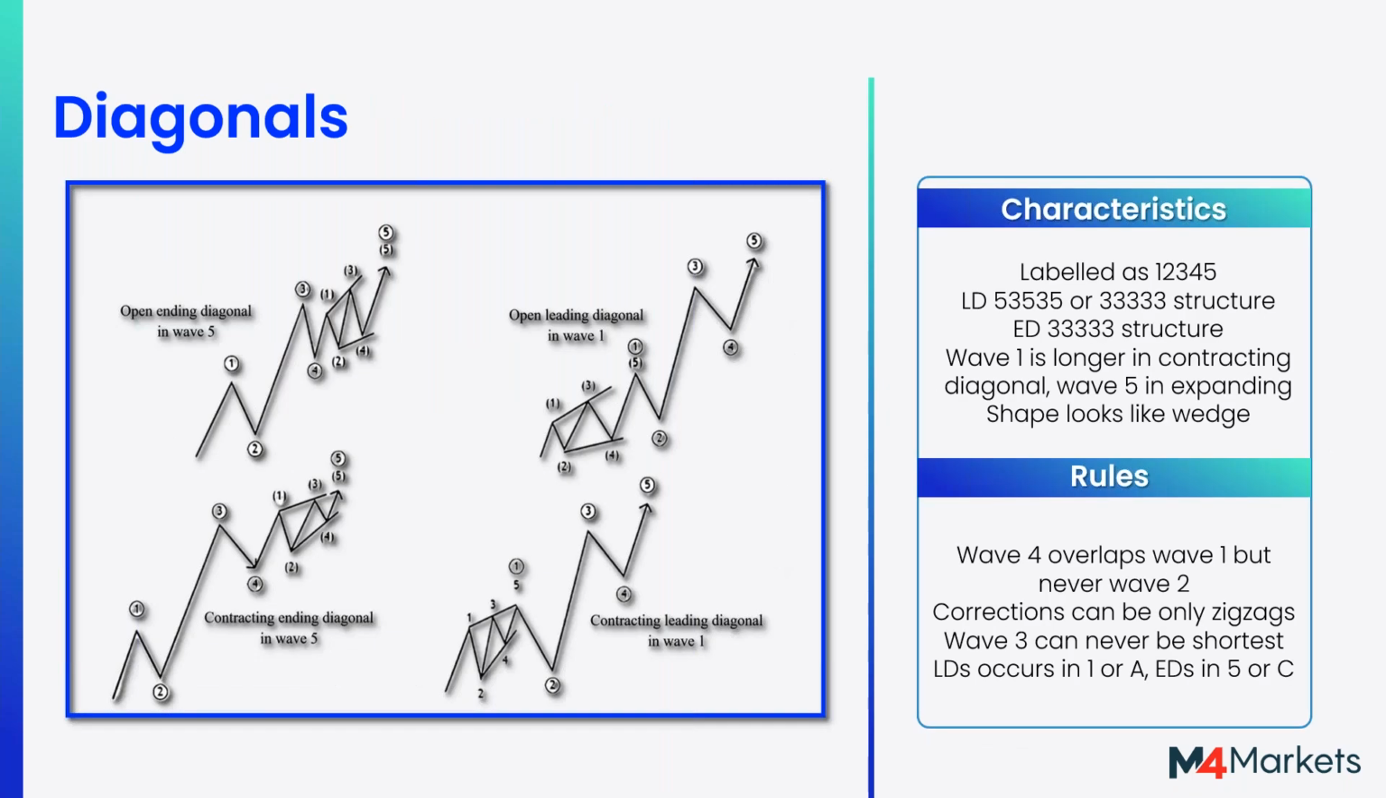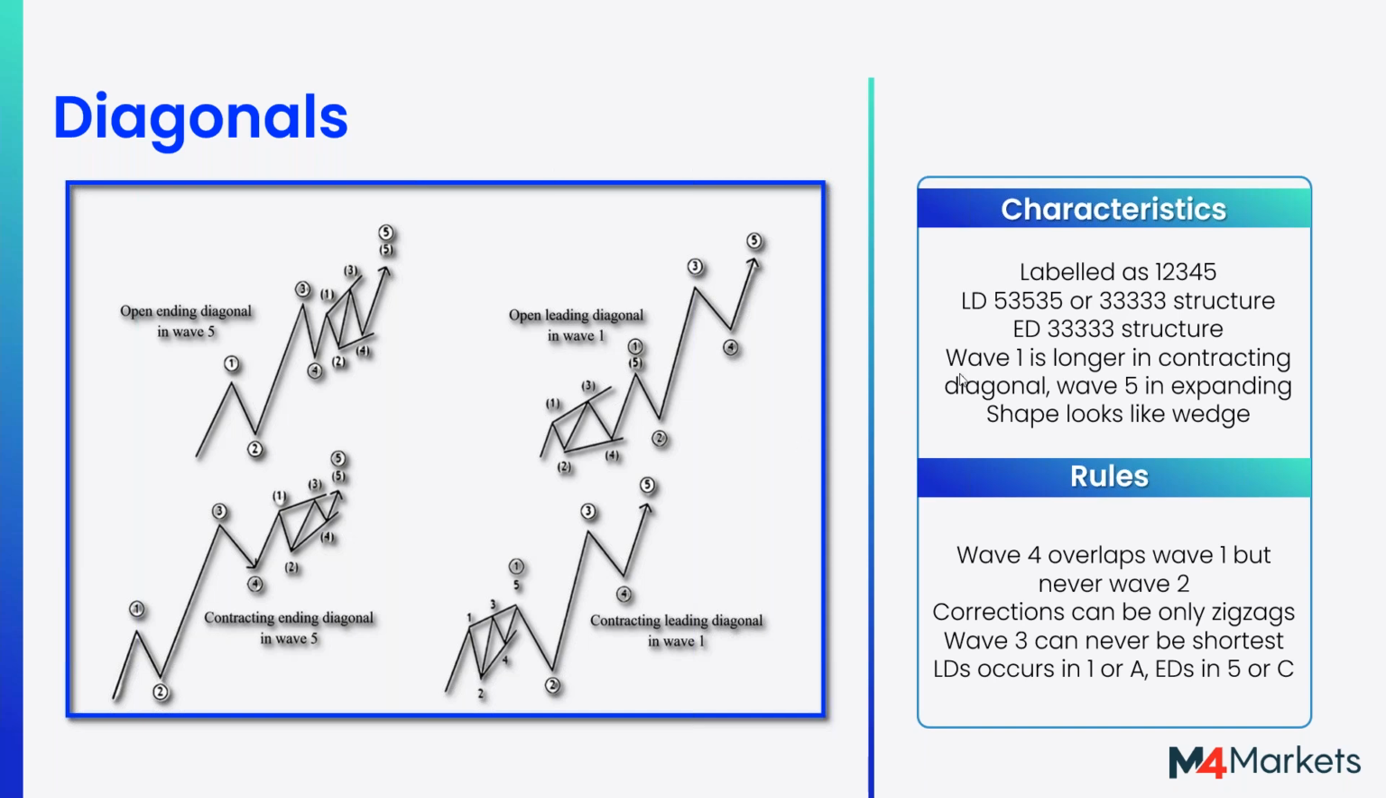Diagonals. There are pretty much 4 different variations. You have 2 types: the open or contracting, and the expanding, widening, or broadening. The correct characterization is contracting, to be fair, and expanding. They are labeled as motive waves 1, 2, 3, 4, 5. Leading diagonals can be 5, 3, 5, 3, 5, but also 3, 3, 3, 3, 3 structures. But the ending diagonal is only a 3, 3, 3, 3, 3 structure.